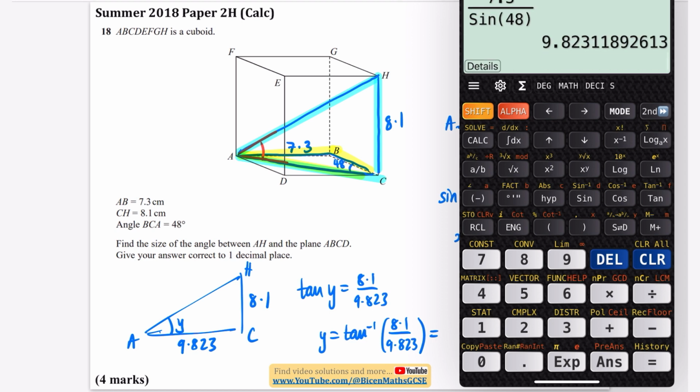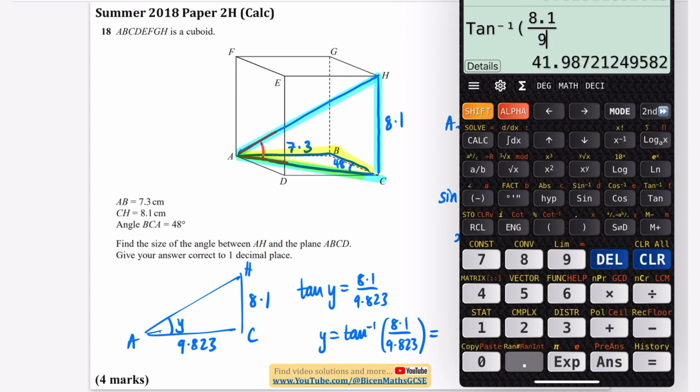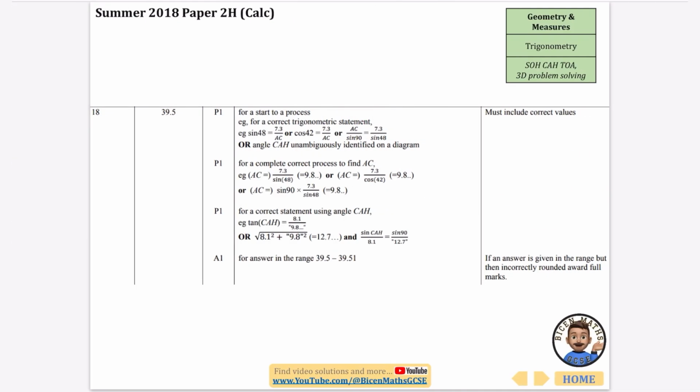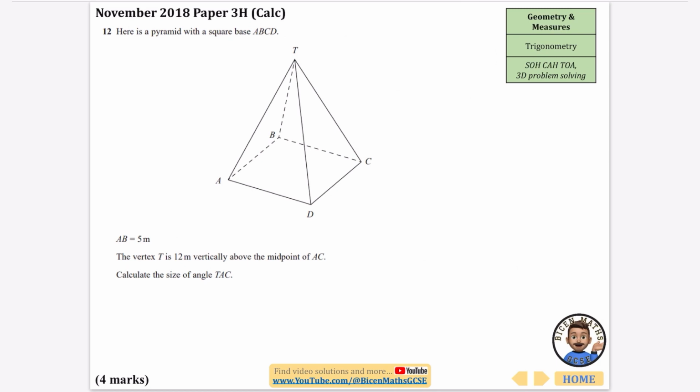So I'm going to do the inverse tan of 8.1 over 9.823. You could use the more accurate version, which is the one that's stored in my calculator as the answer, but just to show you it's not going to make a difference because I did enough decimal places, it's going to be 39.5 degrees. So we get 39.5 degrees. Let's check we've got this one. Yep, there is the 39.5 that we have there.